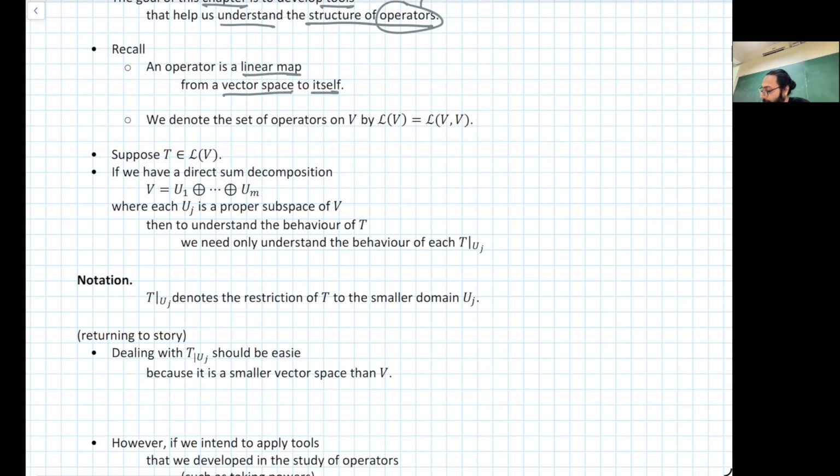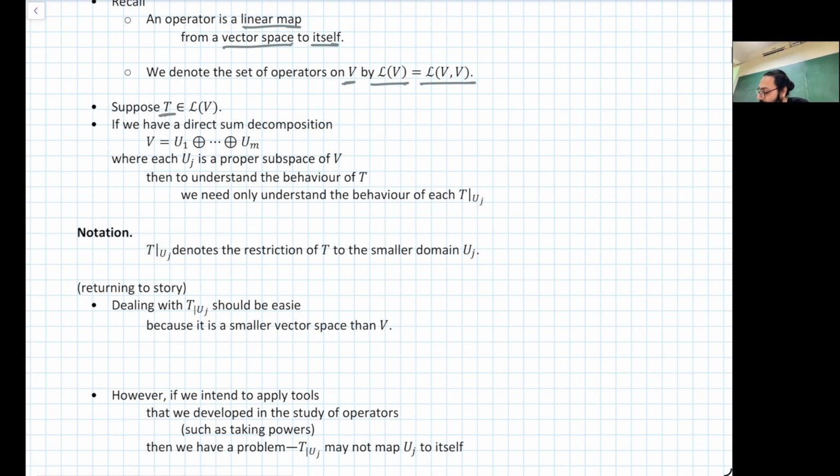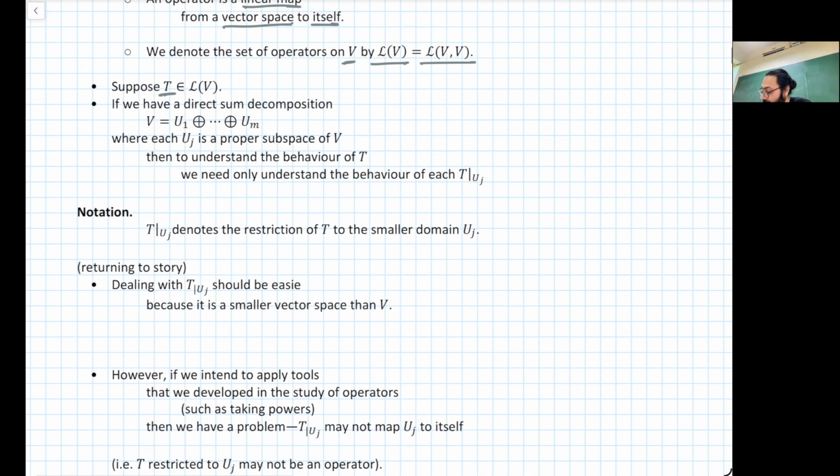And we're going to use the notation which we've been using before, L(V) for L(V, V). That is it. So now suppose you have some linear operator T in this space of linear operators, and we have a direct sum decomposition. This vector space can be decomposed, exactly in the sense that I described.